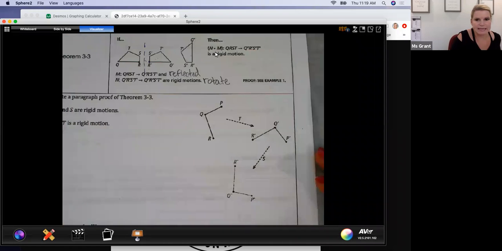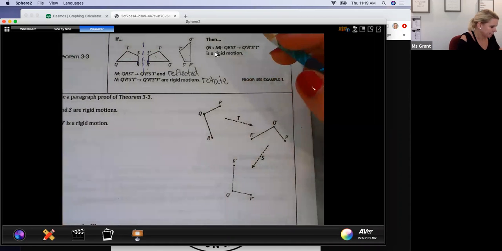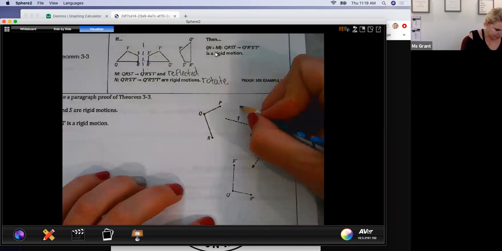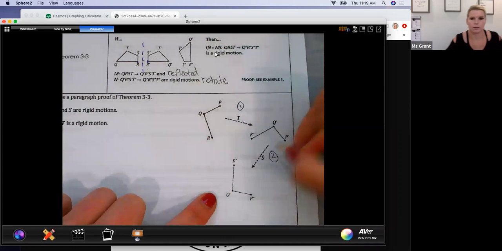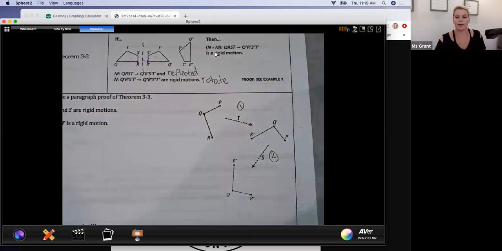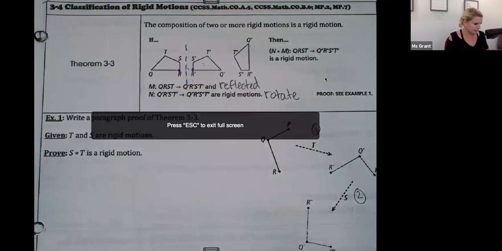So here we've got T and S. Here's the first movement, T, right? And there's my second movement, S. So S to T, first movement, second movement. So basically, I'm going to write down in words, using all words only, what I did. And here we go. Let's actually, I want this to be the whole thing. So much better. Okay, paragraph proof, sentences.